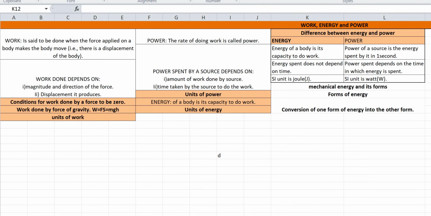Electric energy to heat energy, it is an electric iron. Heat energy to electric energy, then it becomes a thermocouple. Electric energy to sound energy, it is a loudspeaker. Sound energy to electric energy, it is a microphone. Electric energy to chemical energy, it is charging a battery. Again, chemical energy to electric energy, it is a cell when we are using it.